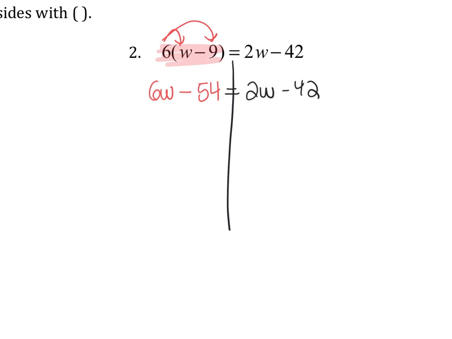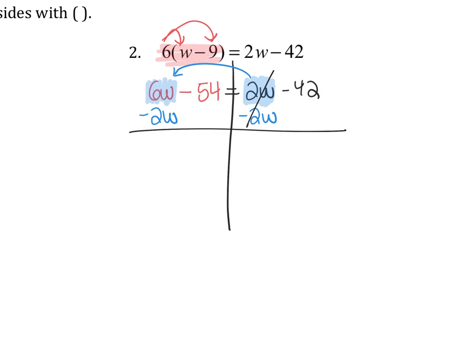My next step is to combine like terms or get your variables onto one side. So I'm going to get my w's onto the left side. And in order to do that, I got to do the opposite of what's happening. So if I move the 2w, I'm going to subtract it from the right side and subtract it from the left side. When I do that, it's gone from the right. 6w minus 2w is 4w. I still have a minus 54 here, and I still have an equals negative 42.